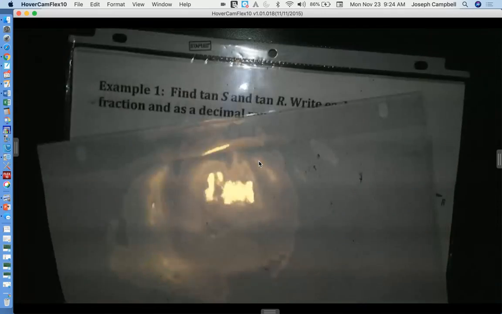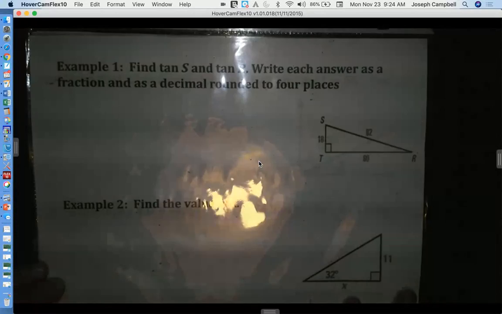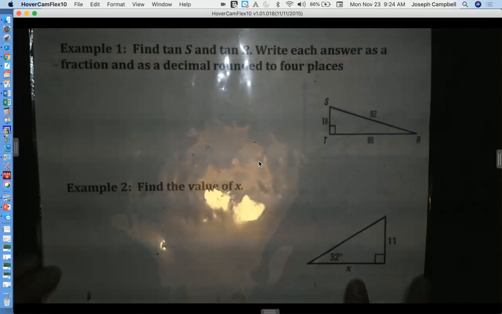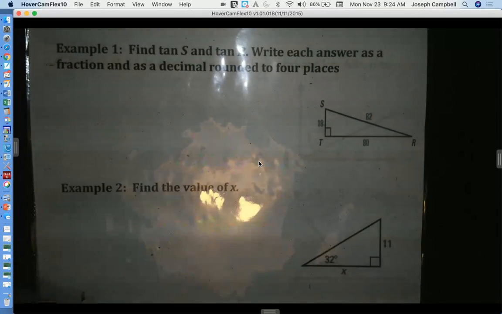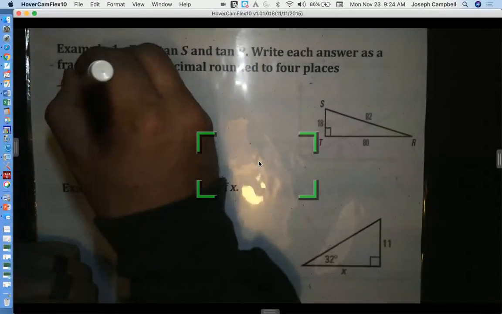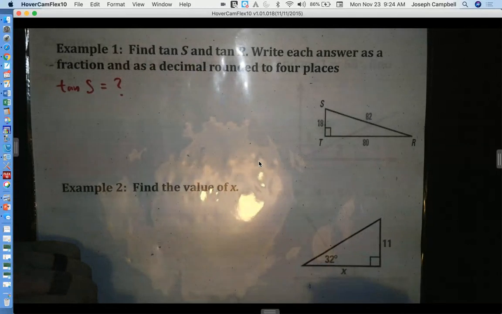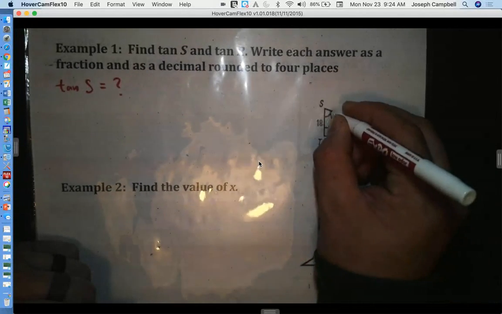All right, let's just jump right to this. I'm not going to hound you with that. You'll understand it through examples, I think. So they want us to find tangent of S. So tangent of S is equal to something. I need to figure out what that is. What's S? S is this angle, right?